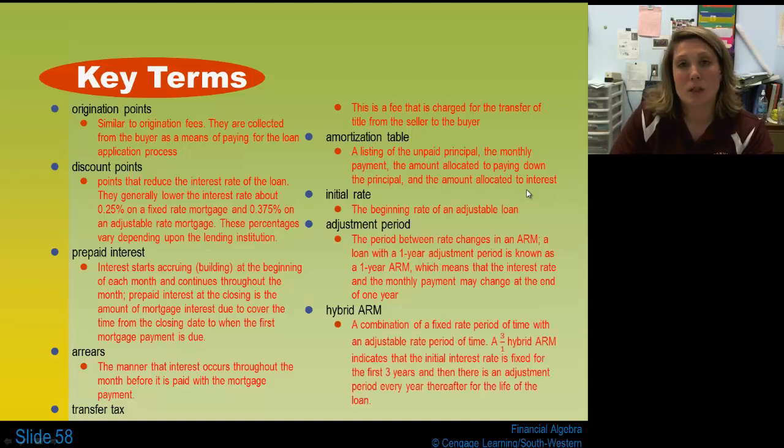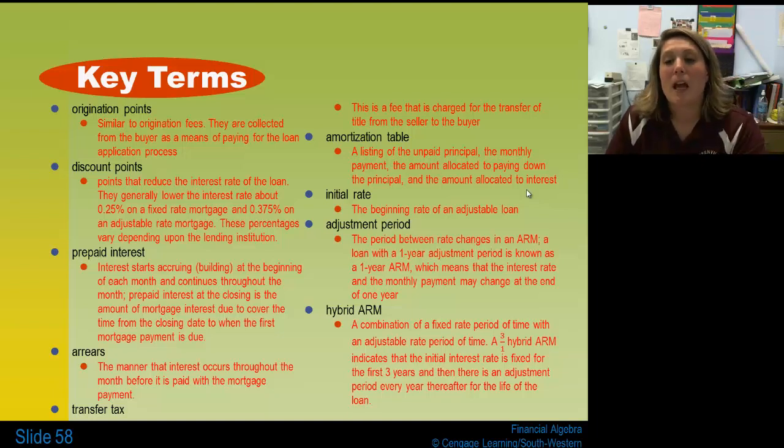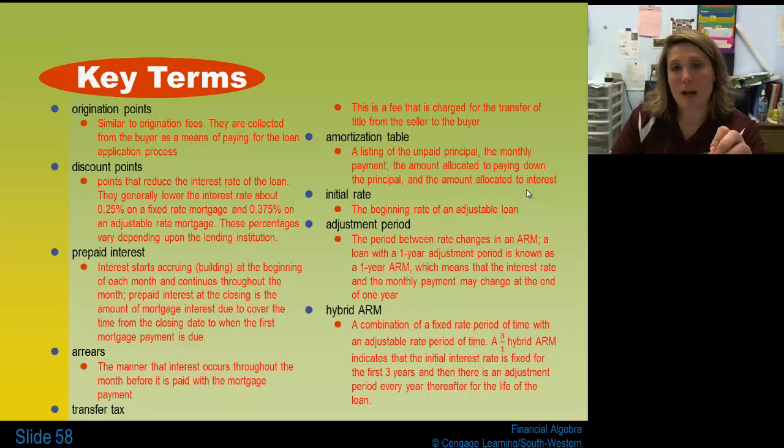Hybrid ARM, or an adjustable rate mortgage, this is a combination of a fixed rate period of time with an adjustable rate period of time. A 3-to-1 hybrid adjustable rate mortgage indicates that the initial interest rate is fixed for the first 3 years and then there is an adjustment period every year thereafter for the life of the loan. So the first 3 years it stays whatever you started out as, and then every year after that it can change.